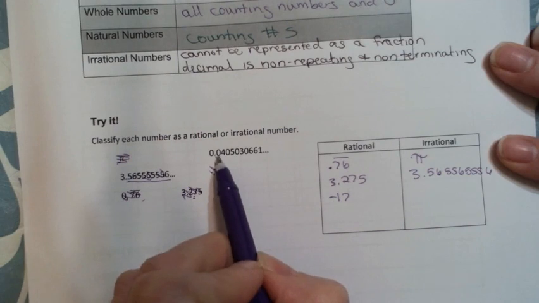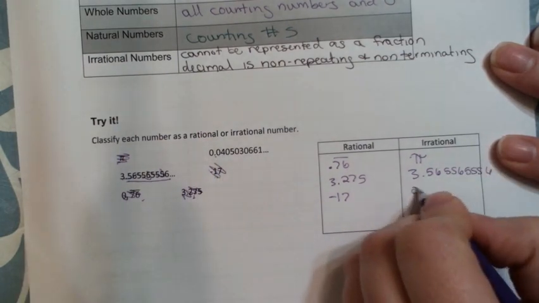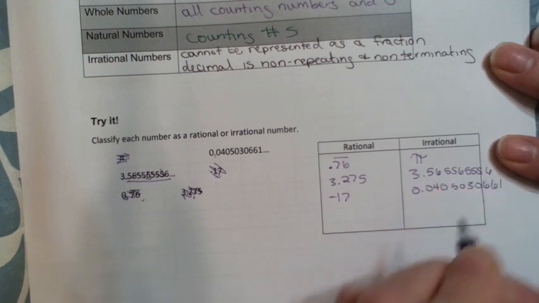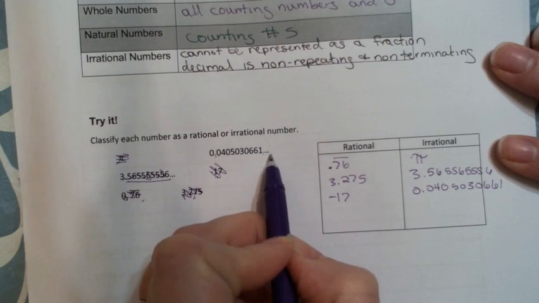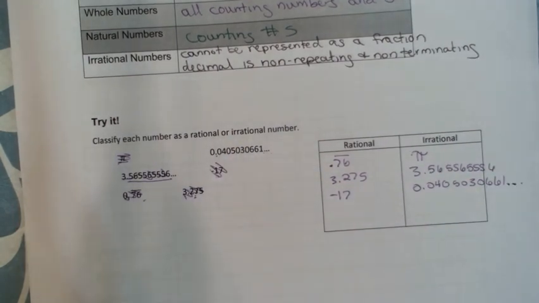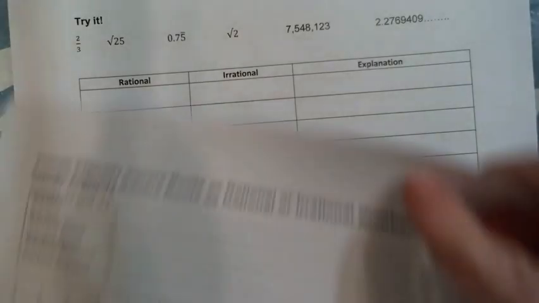And last but not least, 0.0405030661, that is going to go right here. Because it is non-terminating by the dot, dot, dot here, and there's no pattern to it. Okay. Or it's non-repeating, non-terminating. All right. Next page, example 2.